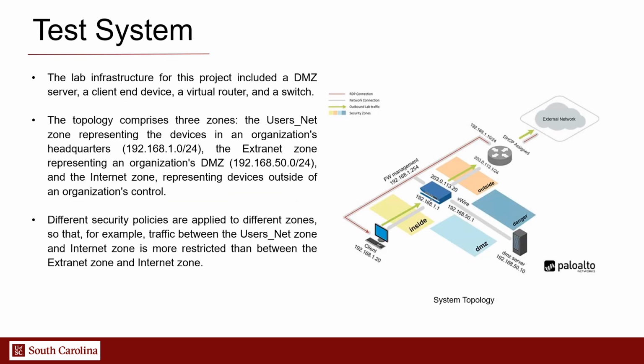The test system we used in this project includes a DMZ server, a client end device, a virtual router, and a switch. The topology comprises three zones: the user's net, representing the devices in the organization's headquarters; the extranet, representing the DMZ; and the external internet zone. Different security policies are applied to different zones, so that, for example, traffic between the user's net zone and the internet zone is more restricted than between the extranet and the internet.